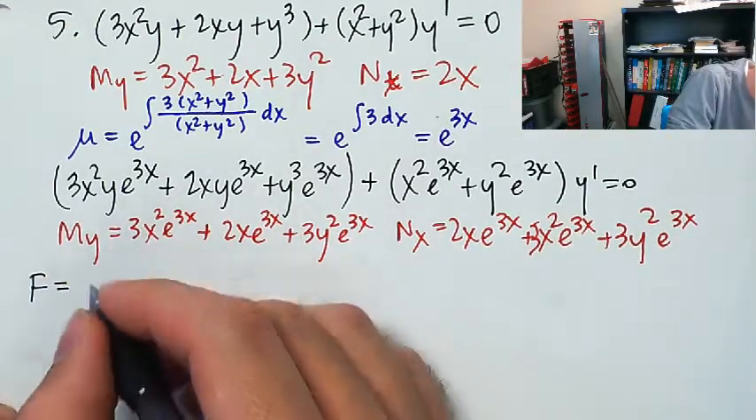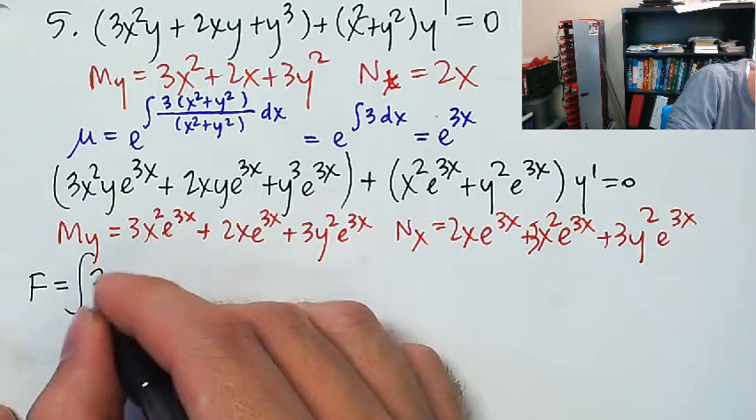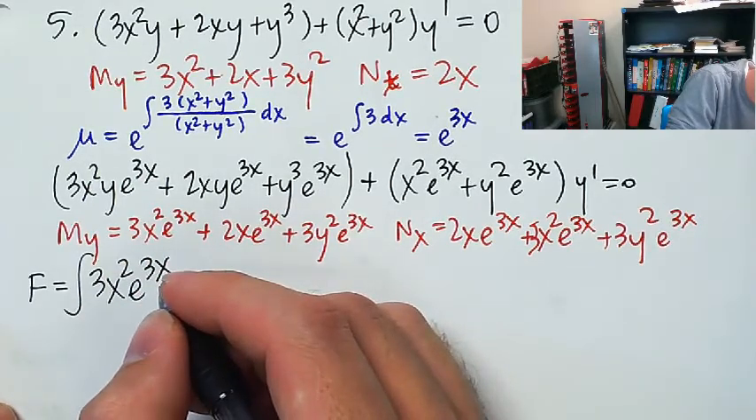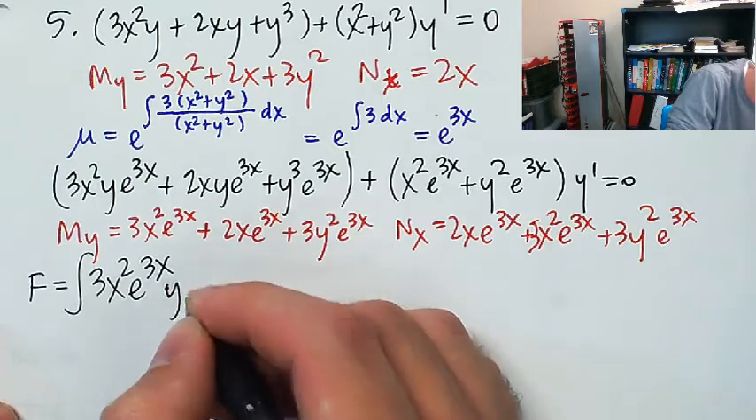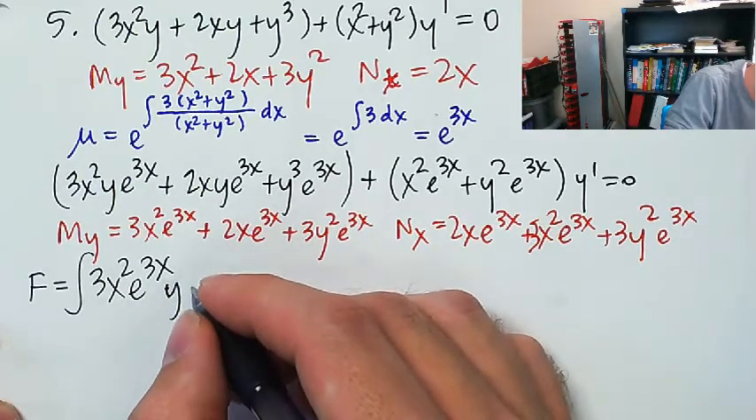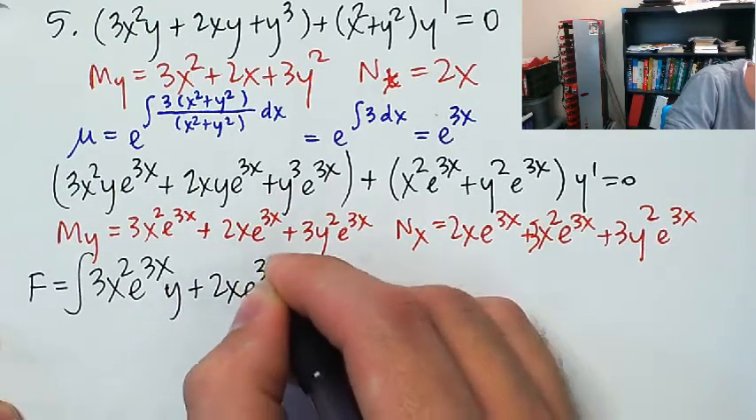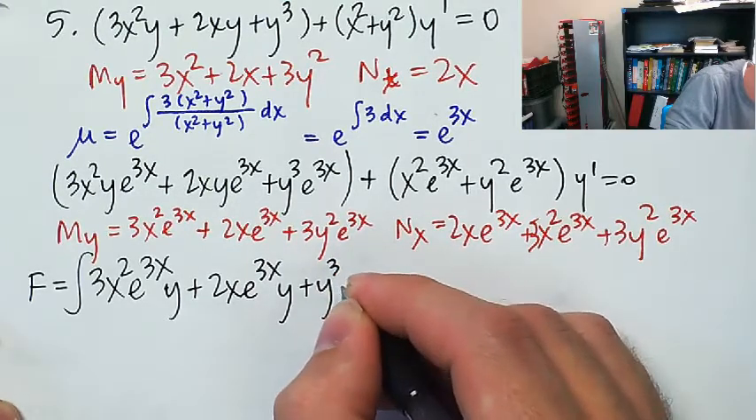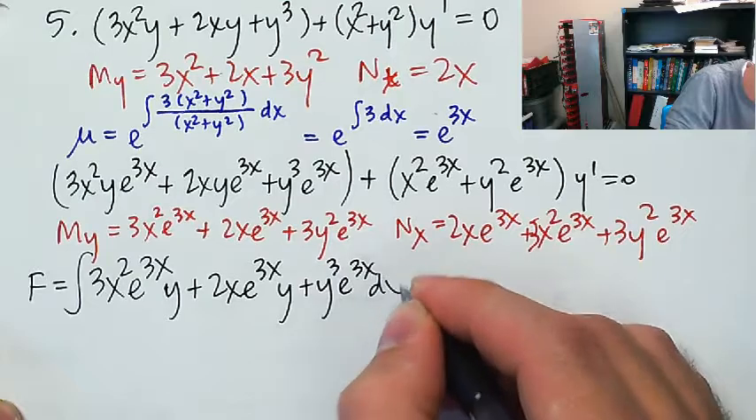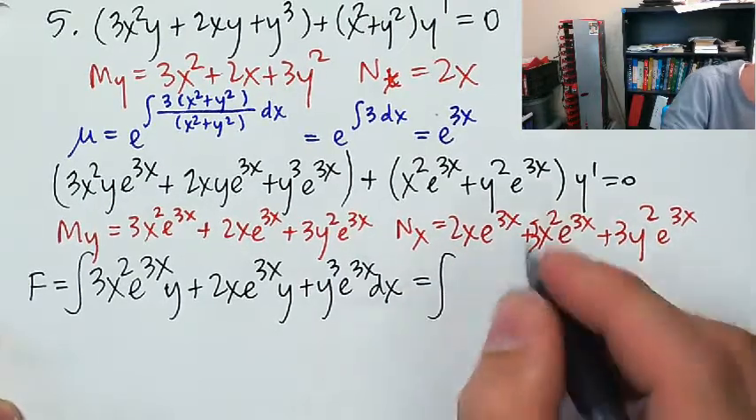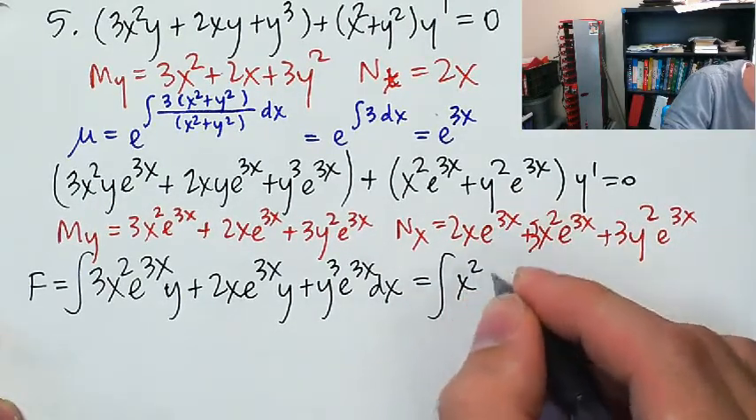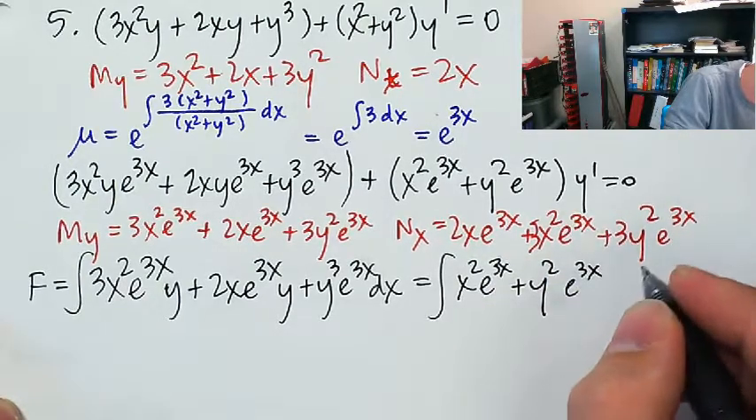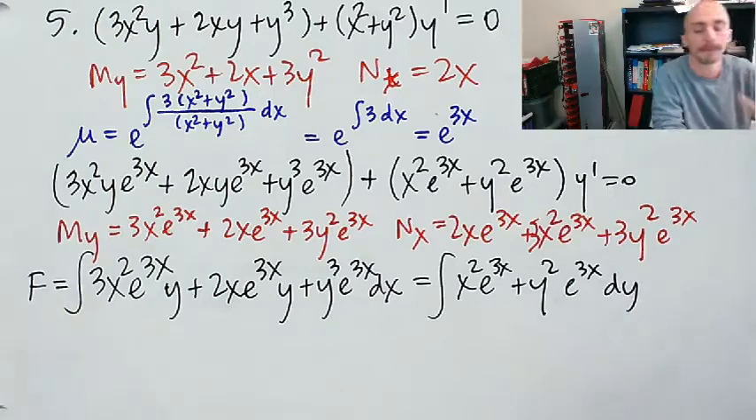The thing I'm looking for is an antiderivative for 3x squared e to the 3x times y plus 2x e to the 3x multiplied by y plus y to the 3 e to the 3x with respect to x, and it's also equal to an antiderivative for x squared e to the 3x plus y squared e to the 3x with respect to y.